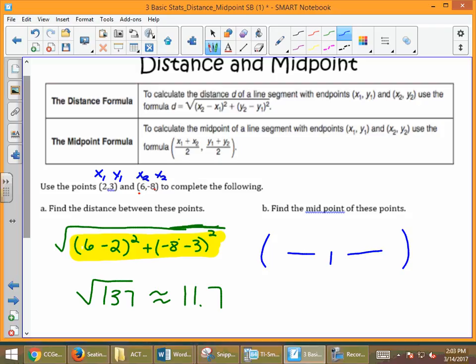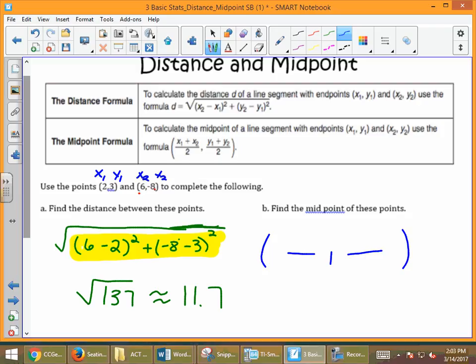Well, to find the middle, you just add up the numbers and divide by 2. So, to find the middle of the x's, you just add the x's, divide them by 2. It doesn't matter the order. Just add the x's, divide by 2. Do the same thing with the y's. Add the y's, divide by 2.